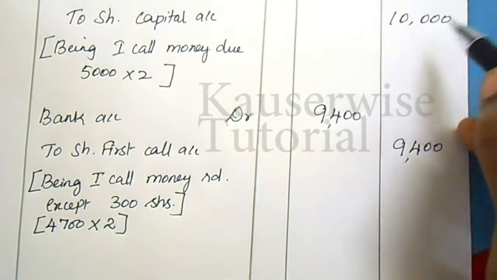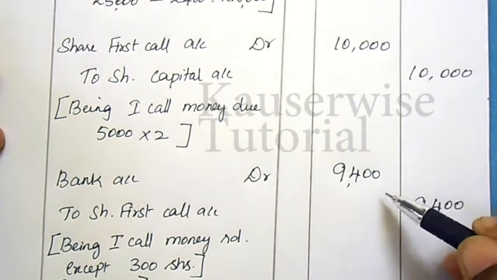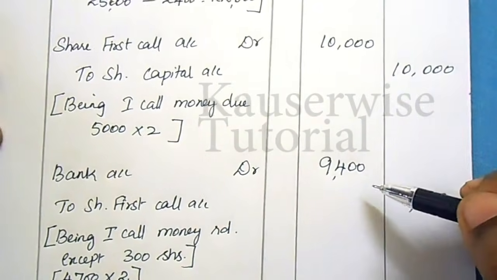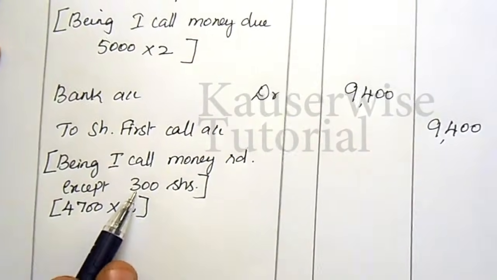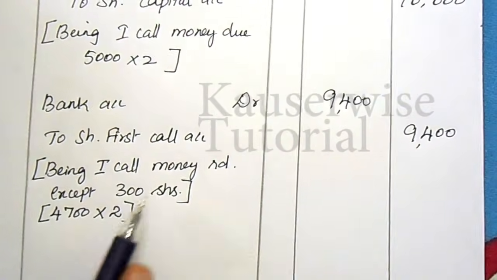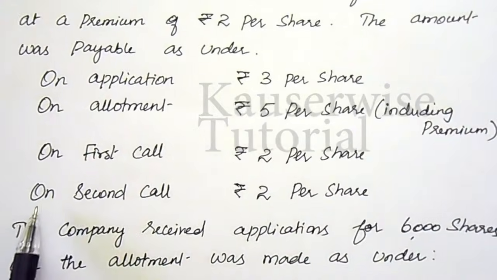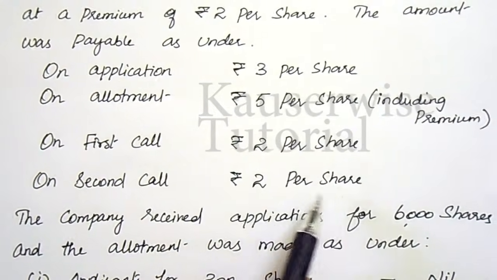So we were supposed to receive 10,000, but the company received only 9,400 as first call money. The balance 600 rupees is because 300 shareholders failed to pay 2 rupees per share. So 600 rupees is calls in arrears. The final one is the second call, 2 rupees per share.